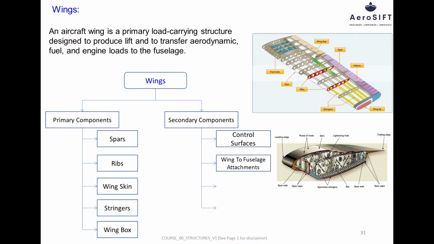Wing-to-fuselage attachments connect the wing structure to the fuselage and transmit loads between them. These attachments are designed to safely transfer lift, fuel weight, engine loads, and maneuver loads into the fuselage structure. They are heavily reinforced and carefully designed to ensure structural continuity and safety.